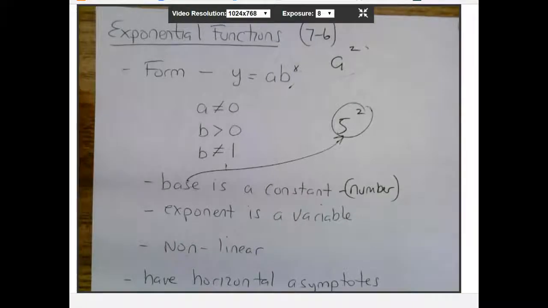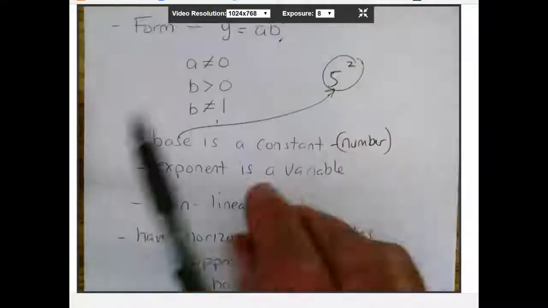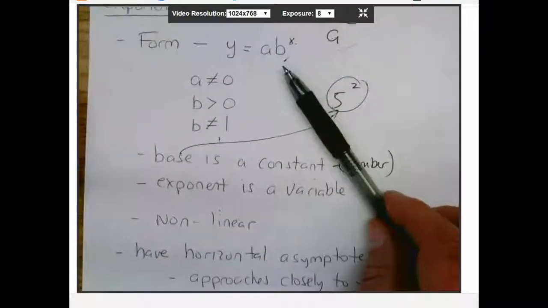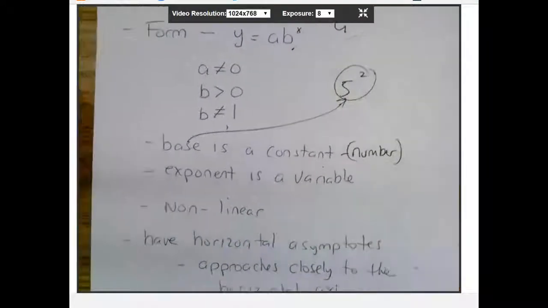Those are the main rules of these to remember, though maybe not as important as some of the things you're going to do with these. But remember that the exponent in this is variable. It doesn't have to be squared. It could be lots of different things. This line is also nonlinear, and I'll show you what one looks like.